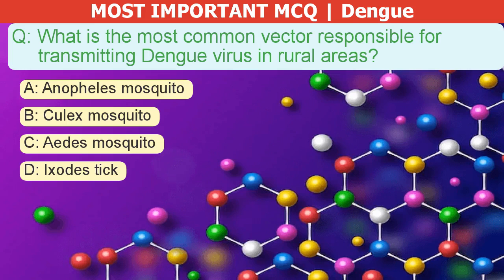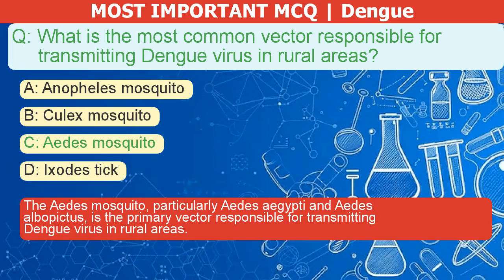What is the most common vector responsible for transmitting dengue virus in rural areas? A. Anopheles mosquito. B. Culex mosquito. C. Aedes mosquito. D. Ixodes tick. The correct answer is C. The Aedes mosquito, particularly Aedes aegypti and Aedes albopictus, is the primary vector responsible for transmitting dengue virus in rural areas.